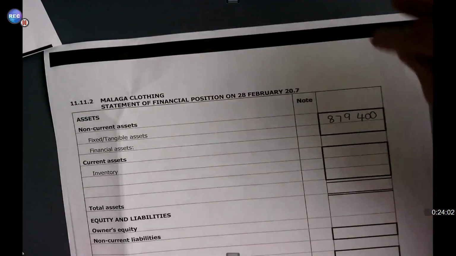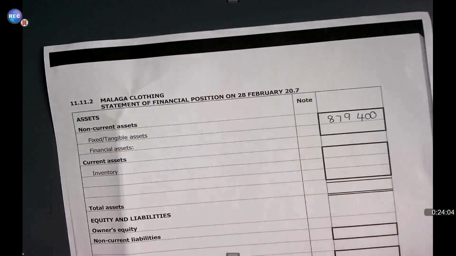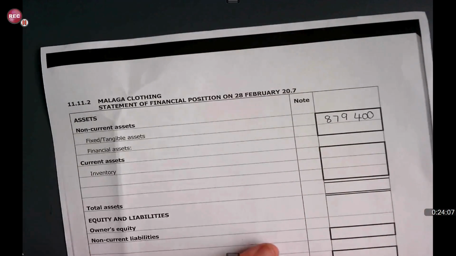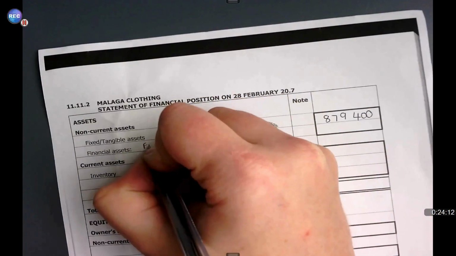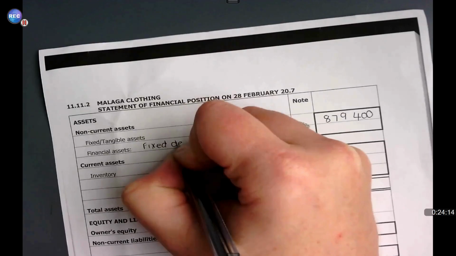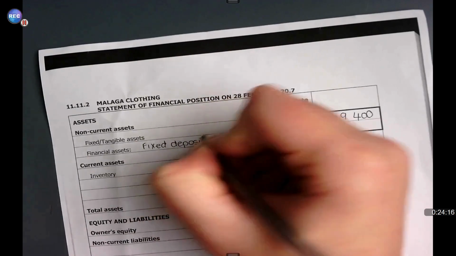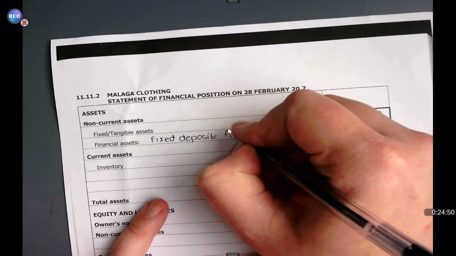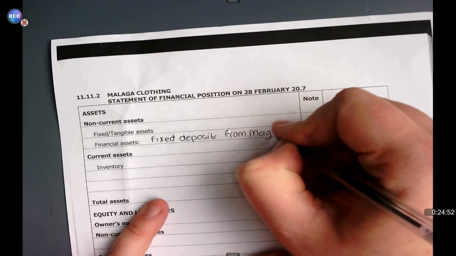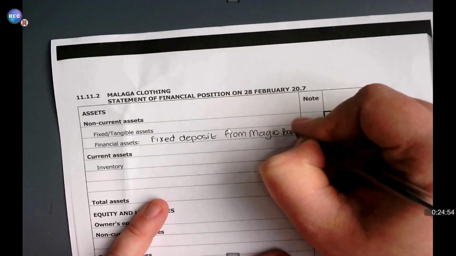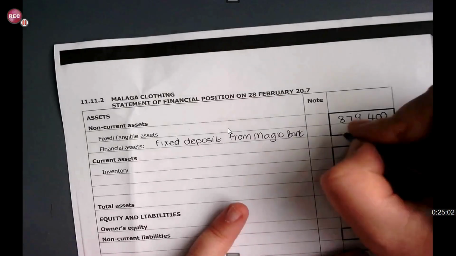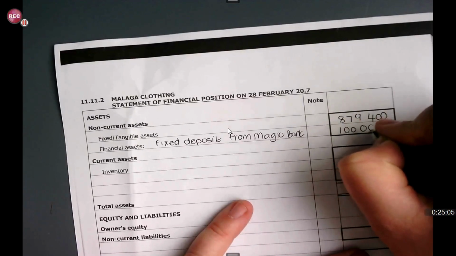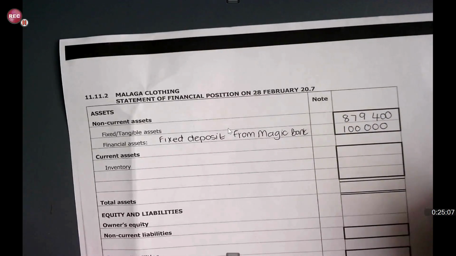Alright, the next one we're looking at is your financial assets. So what else you might have had that is of value to the business. And the one thing that you did have was your fixed deposit from Magic Bank. Alright, and your fixed deposit amount that we're looking at is 100,000. That comes straight from your pre-adjusted.